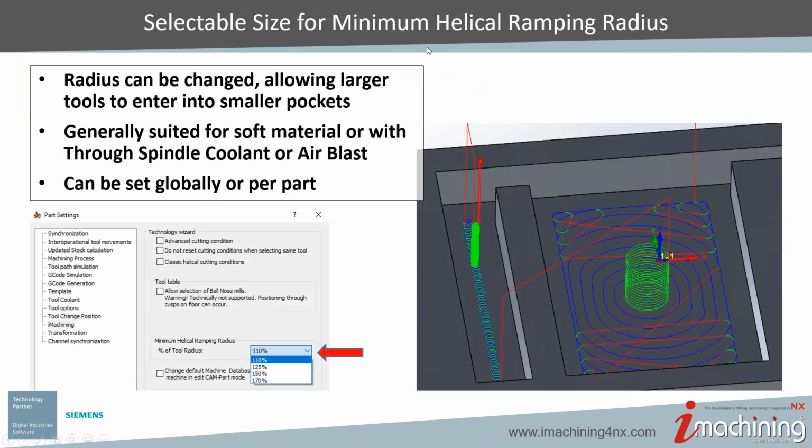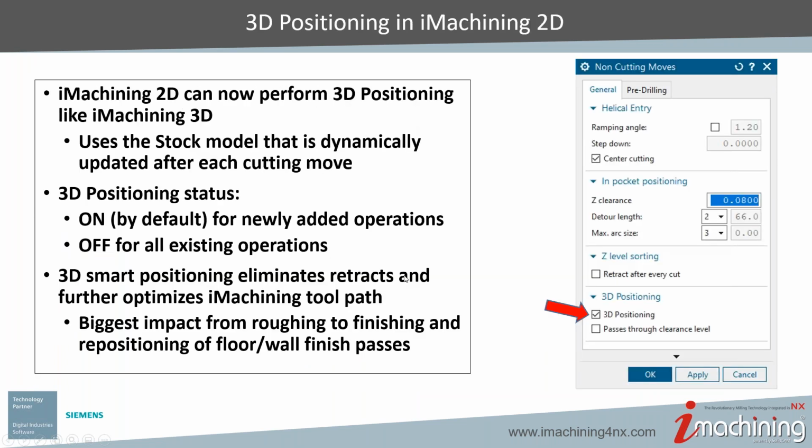We also have the selectable size for the minimum helical radius. In the past, it was always limited to 170% of the tool radius. This is generally because it's necessary to have a big helical entry to get the chips out of the way. But in certain materials and certain tools, they can actually support smaller helical entry diameters. So we also have this available in iMachining for NX. And this is also good for tools that have spindle through coolant or air blast that can get the chips out of there.